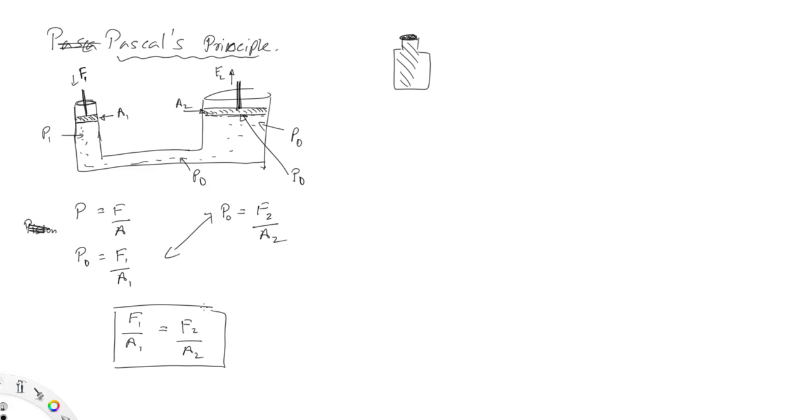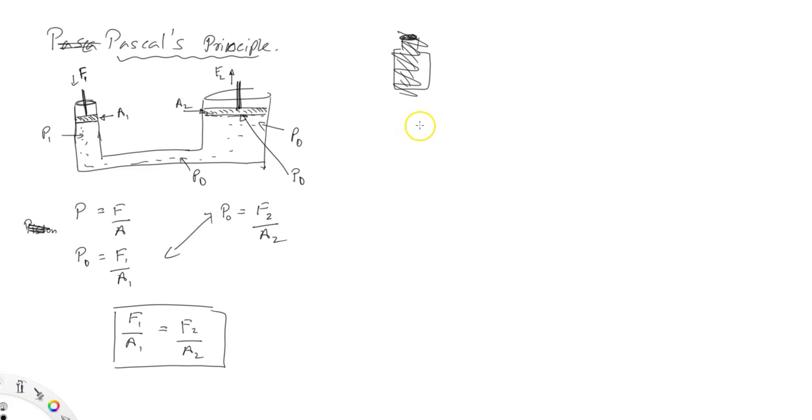In an enclosed liquid, when a pressure difference is created, the same pressure difference appears everywhere. As a result, we can write this simple relationship. Now what's the application of this thing?